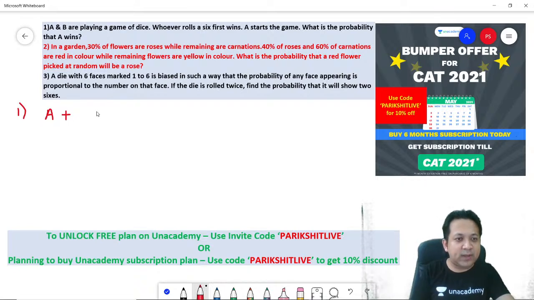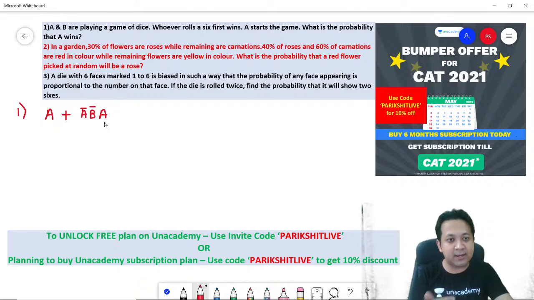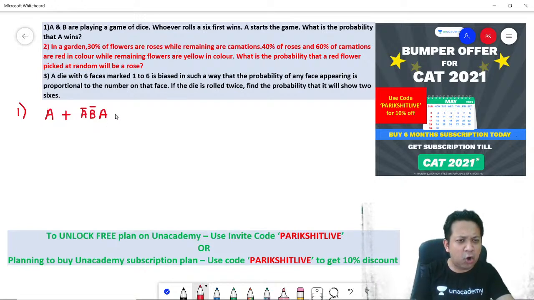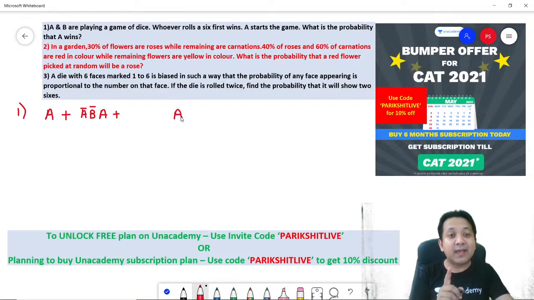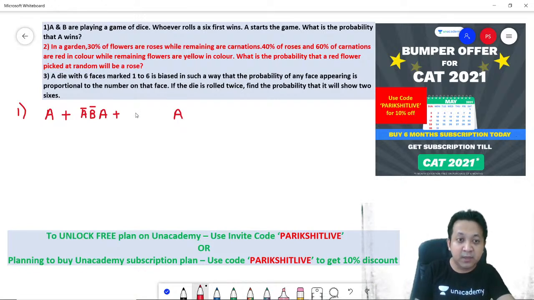If A is winning the game in the second round, it means in the first round, A did not win, and obviously B also did not win, because if B had thrown a 6, the game would have ended. So A gets a second chance. Or, you know what? A wins in the third round. If A is winning in the third round, it means no one wins in the first 2 rounds. Will you agree? No one wins in the first 2 rounds.